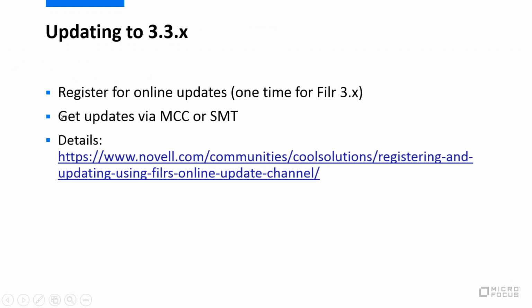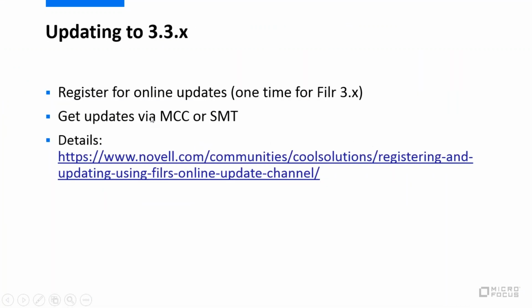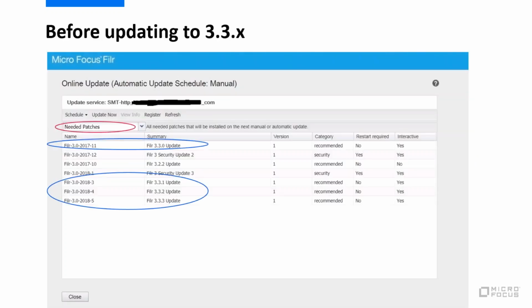You can get updates via the Micro Focus customer center portal, or you can set up your own SMT server through which all the Filr appliances can pull in the updates, so that each of them need not actually pull in all the updates individually. There's a wonderful blog that one of our teammates has written for this. You can find it at the Cool Solutions page. I'll share the link as I share the slide. You have the link to that blog where she describes in a detailed way how this can be done. So please do that.